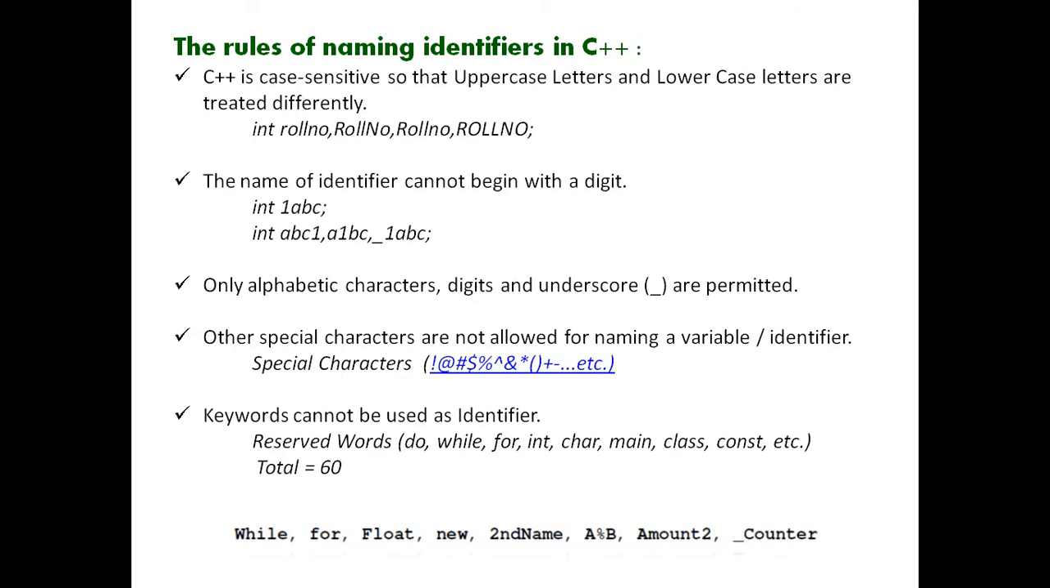So in the given identifiers, while is valid, for is invalid because it is a loop. Float is also valid. New is a keyword, it is not valid. The second name is starting with a digit, it is not valid.